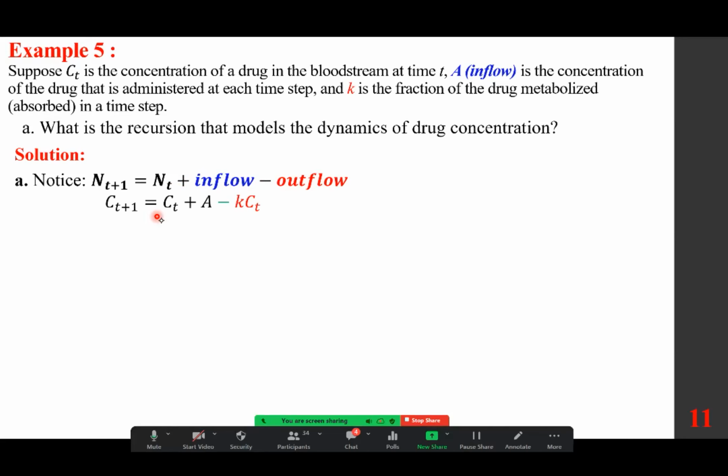Pay attention to this again one more time. We're going to change the N to C because of the concentration. So N sub t becomes C sub t. What comes in? A amount. What goes out? This percentage. So if we have this much, a fraction of that would be whatever this number is times that. I hope everybody is following that. And so if I combine this one and this one, I get C sub t times 1 minus K.